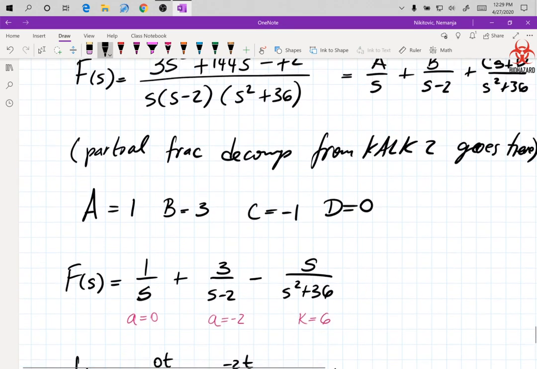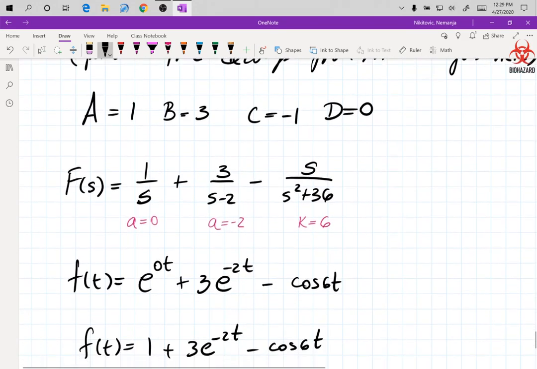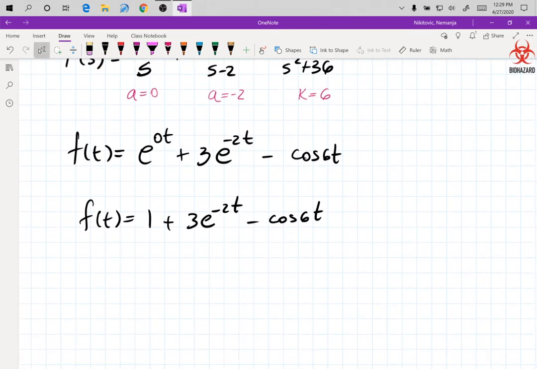All right. So when you do partial fraction decomposition from Calc 2, it says here goes. Calc 2 goes here. There we go. Very good. Perfect, perfect, perfect. Let's see a homework problem.